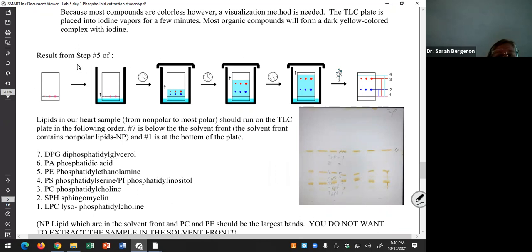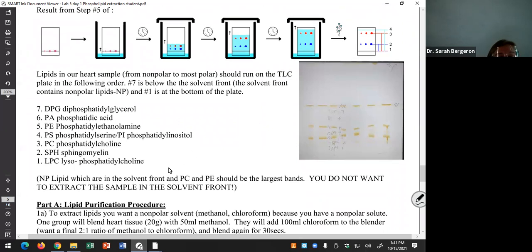So what you end up doing, this is the very beginning, right? We spot our sample on basically the bottom of the plate. We put the plate into a tank that has solvent. The solvent will, through capillary action, go up the plate, and it will pick up our samples, and they will travel at different rates, right? Up that silica gel. And then when we get to a certain point where we say, okay, that's enough, we can take it out, we let it dry, and then we can measure the distance that it traveled and determine which lipid it really is. So there are 7 different samples, 7 different bands that you should see.